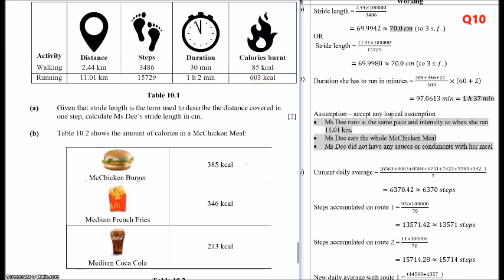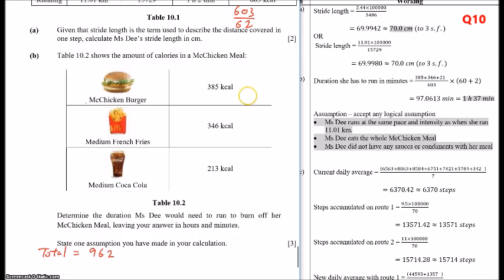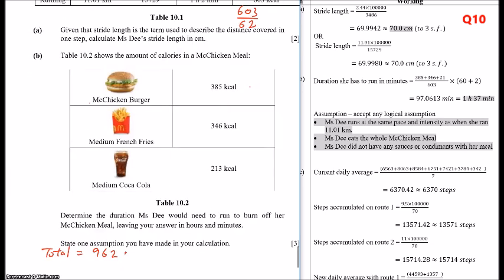So if you want per minute, we need to take 603 divided by 62. So this is the amount of calories per minute. So then what we do is we take this divided by that. And the answer is actually over here. You can say the answer is 97.603. So how do we convert this minutes to hours? We just divide by 60.